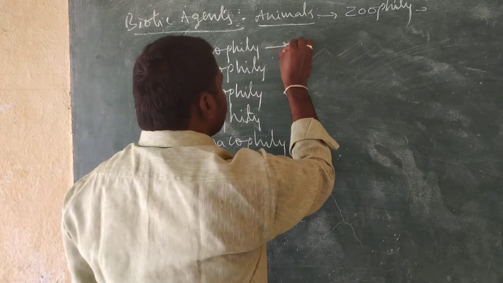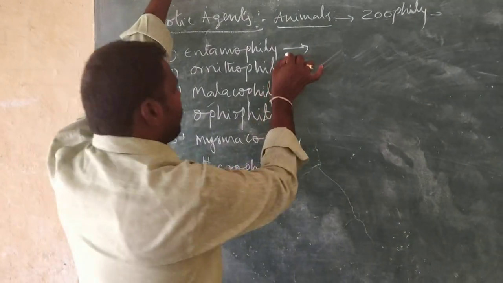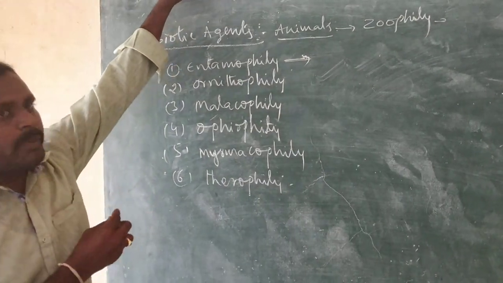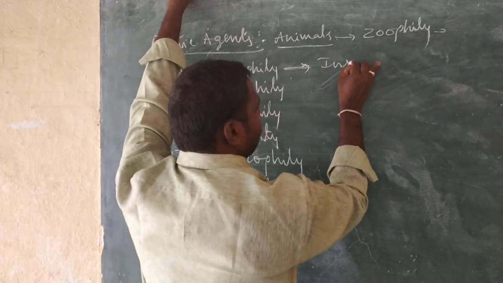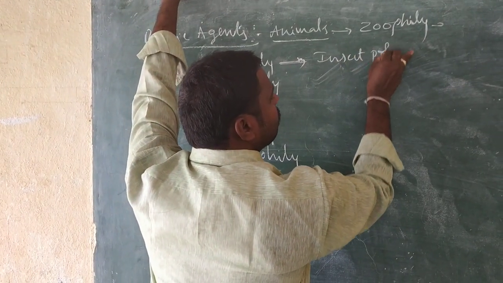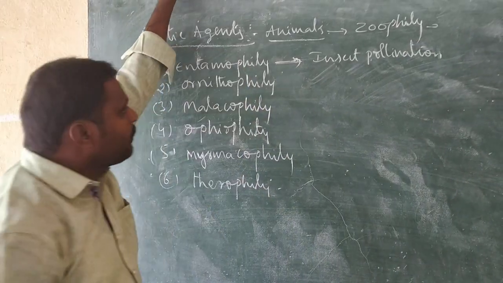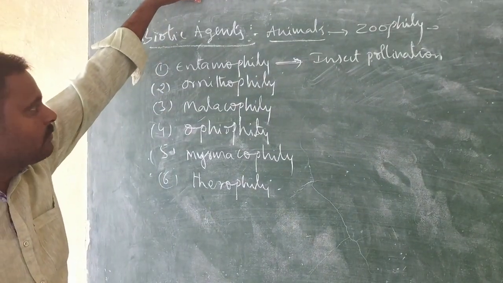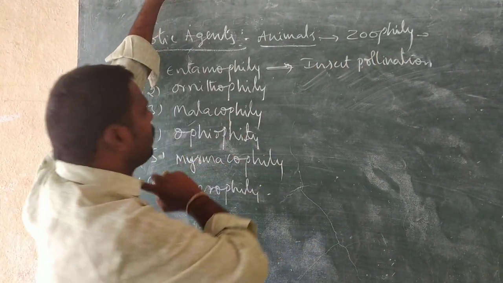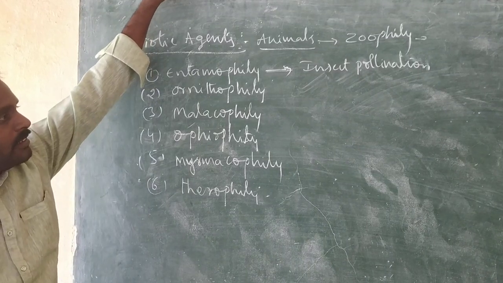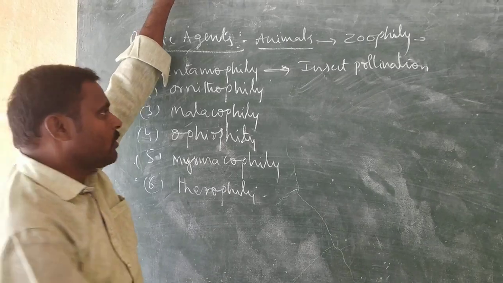So now, the first one is entomophily. So what is this entomophily? Pollination that takes place through insects is called entomophily, insect pollination. The study of insects is called entomology, hence this type of pollination is called insect pollination or entomophily or entomophilous pollination.